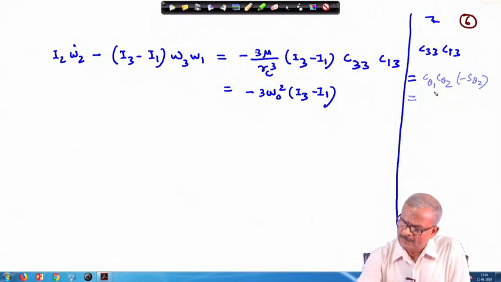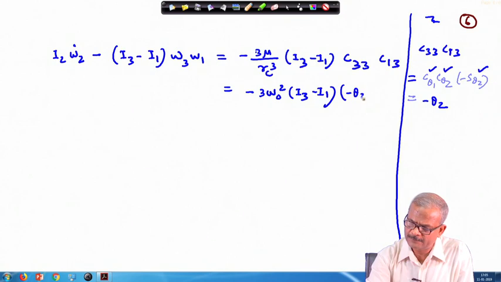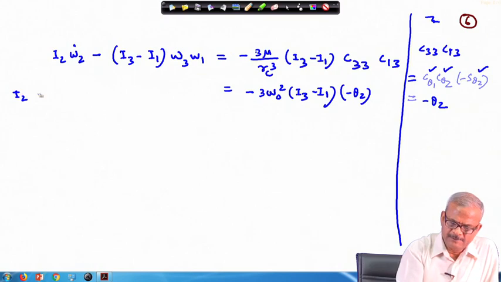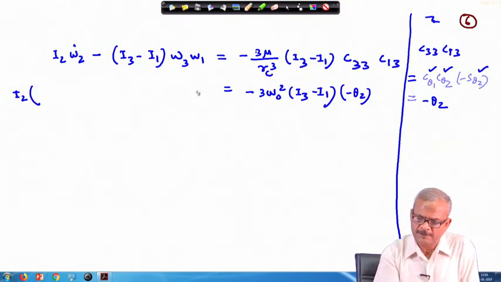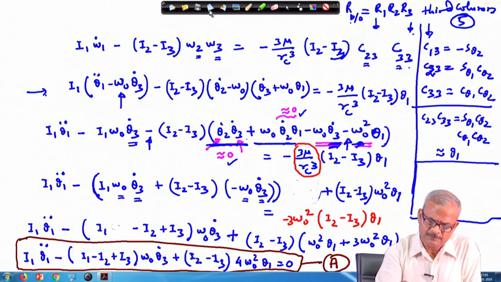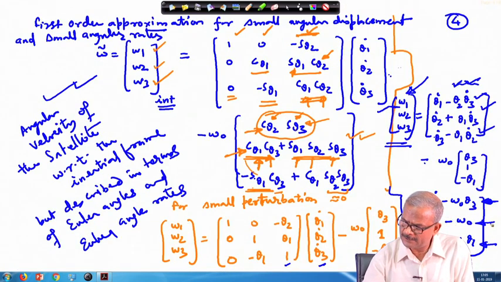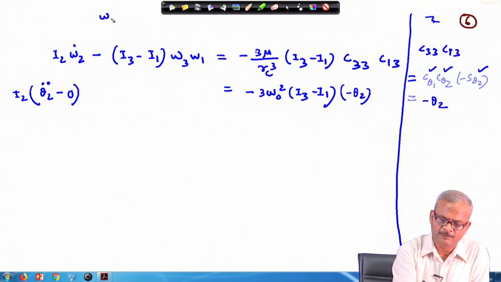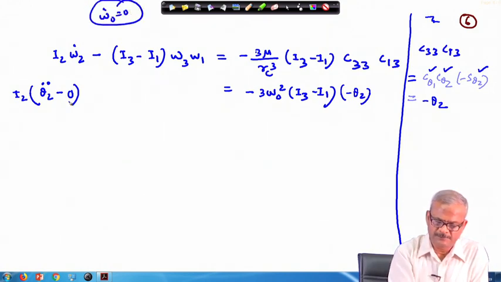So, if we do the first order approximation, this will be equal to 1, this will be equal to 1, and this is minus theta 2. So, that gets reduced to minus theta 2. Just put here minus theta 2. On the left hand side, we have to insert omega 2, and then take the derivative of this. So, omega 2 coming to this place, this part: theta 2 dot minus omega 0. The derivative of that will be theta 2 double dot minus omega 0 dot, which is 0. So, we just put that.